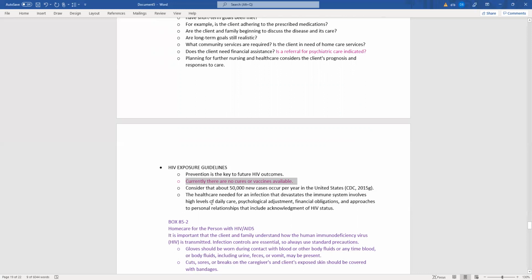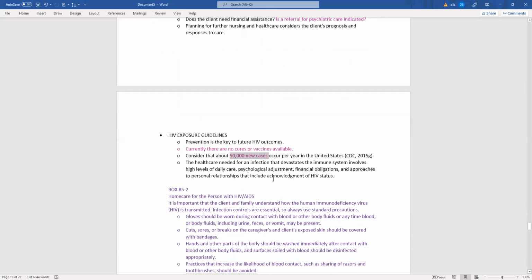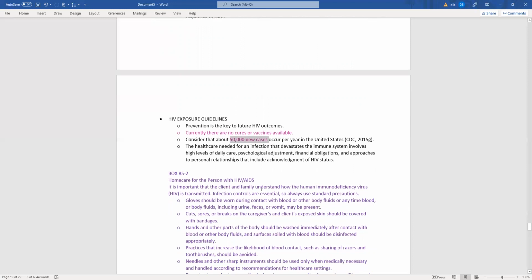So consider that 50,000 new cases occur per year in the United States. Do you know that's a lot of cases? 50,000. The healthcare needed for an infection that devastates the immune system involves high levels of daily care, psychological adjustments, financial obligations, and approaches to personal relationships that include acknowledgement of HIV status.